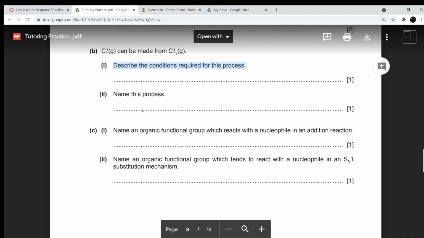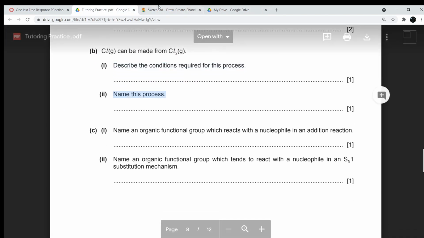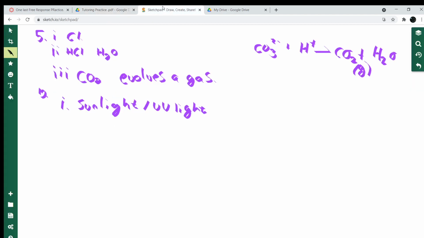And to describe this process, this is our term, homolytic fission.